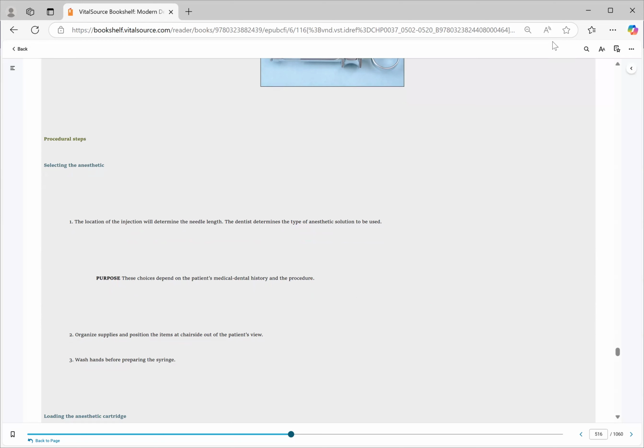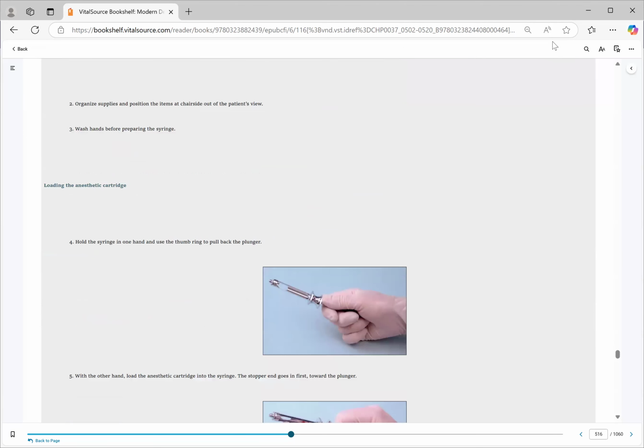When selecting the anesthetic, our location of the injection will determine the needle length. The dentist is going to determine the type of anesthetic solution to be used. These choices depend on the patient's medical dental history and then also the procedure. We'll organize the supplies and position the items at chair side out of the patient's view, and we're going to wash our hands before preparing the syringe.